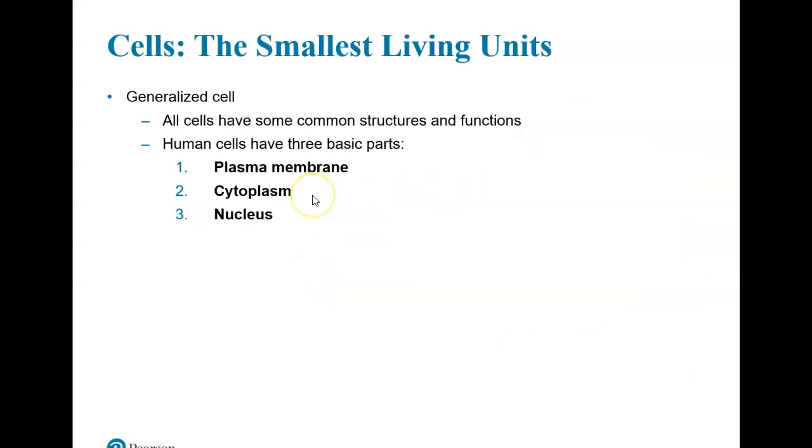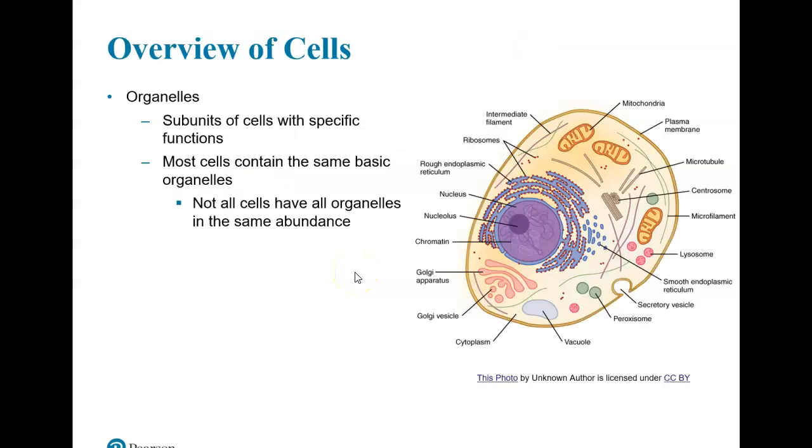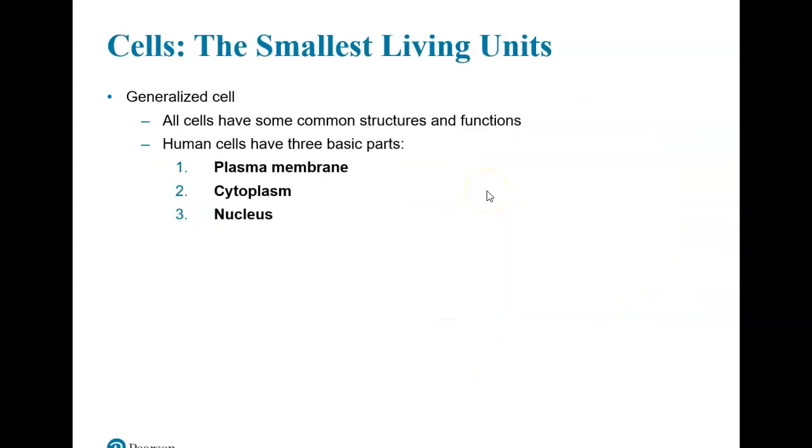So here, when we look at a generalized cell, we're going to see the common structures and functions of these organelles. We're going to start with the outer barrier of the cell, which is a plasma membrane. This is the outer barrier that separates the intracellular fluid from the extracellular fluid. So fluid found on the outside versus fluid found on the inside. That's separated by this cell membrane, also known as the plasma membrane.